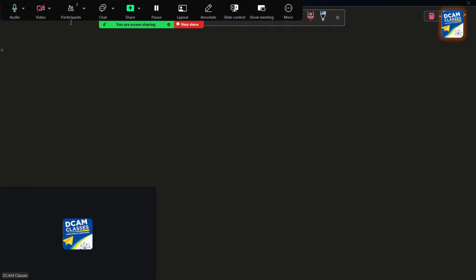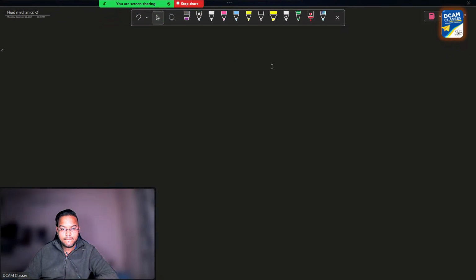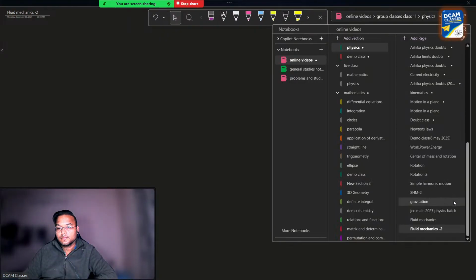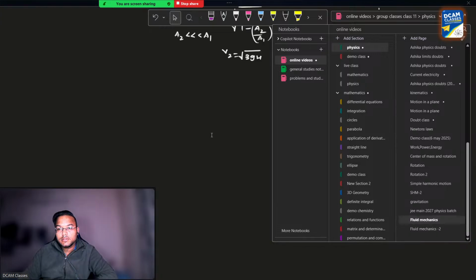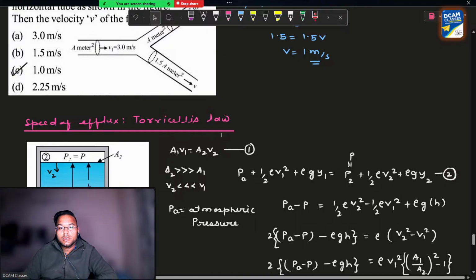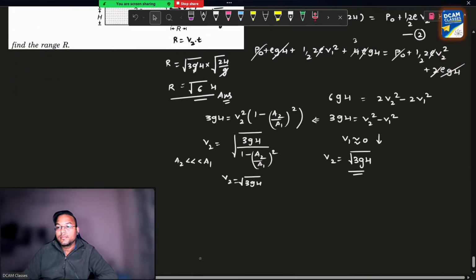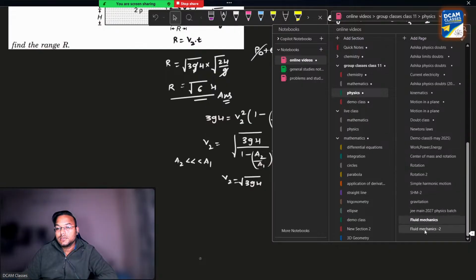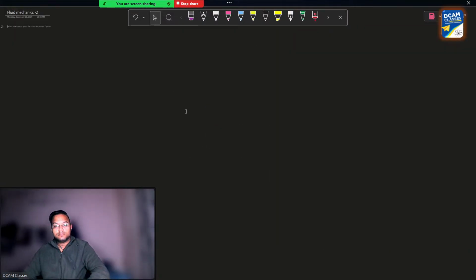Acha, in the last class of fluid mechanics, what have we done? The speed of efflux we have done, no? So this class, I'll tell you a concept related to it. See, there is a concept through which we try to find out the time taken to empty the tank. It will be a bit difficult for you.